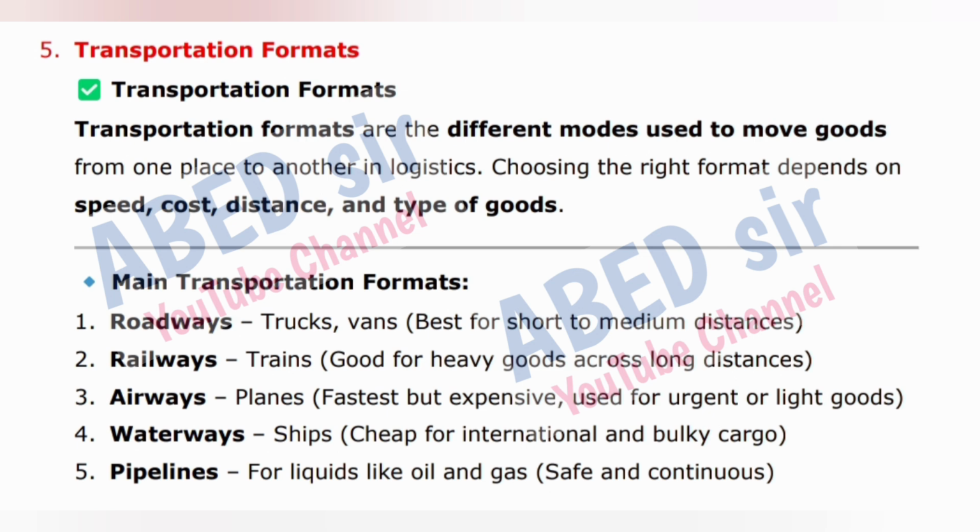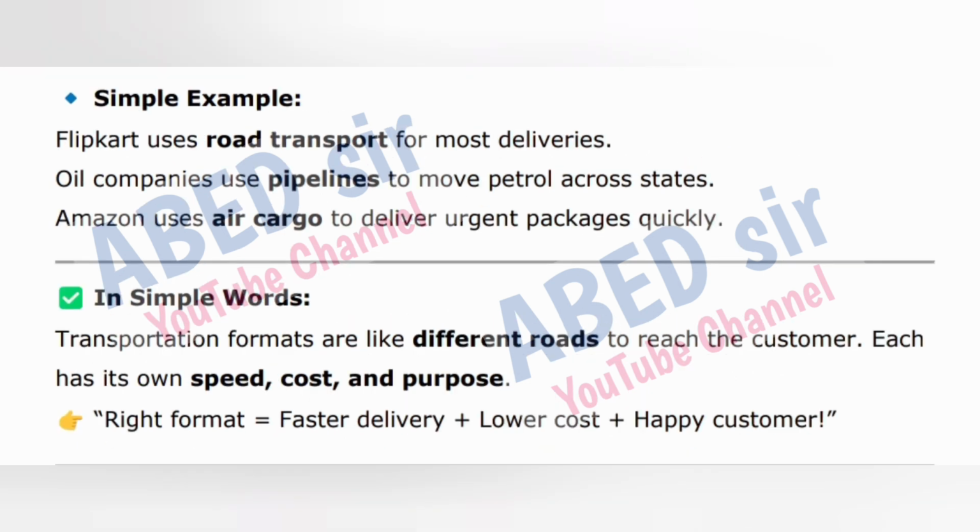Main transportation formats. 1. Roadways, trucks, vans, best for short to medium distances. 2. Railways, trains, good for heavy goods across long distances. 3. Airways, planes, fastest but expensive, used for urgent or light goods. 4. Waterways, ships, cheap for international and bulky cargo. 5. Pipelines, for liquids like oil and gas, safe and continuous. Simple example: Flipkart uses road transport for most deliveries.